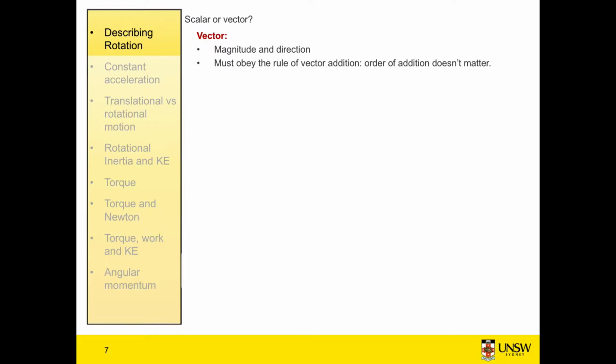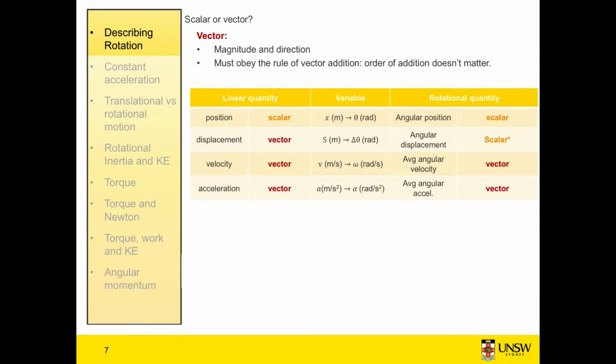So with that in mind, when we look at our translational and our rotational quantities, in our translational quantities, we know our position is a scalar and our displacement, velocity, and acceleration are vectors. In our rotational quantities, we have a small difference. Our angular position is a scalar and our angular velocity and acceleration are vectors, but our angular displacement is not a vector. And the reason for this is, although our angular displacement will have a magnitude and direction, it will not obey the rule of vector addition.